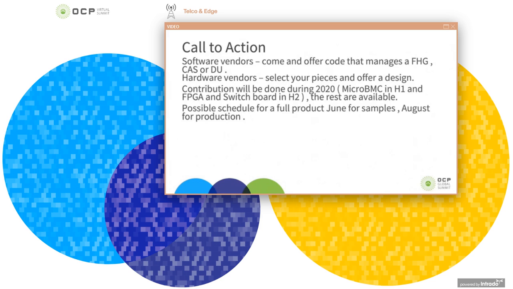And the way we see it, the more software vendors come and join us, and we invite them all to come and join us and offer code for managing frontal gateway, for managing a DU or CAS. More hardware vendors select pieces and build something out of those pieces. If it would be, again, the CAS or the DU or CU, enabling them to choose their pieces and to be agnostic about the choice would be to great benefit, and we're asking them to do so.